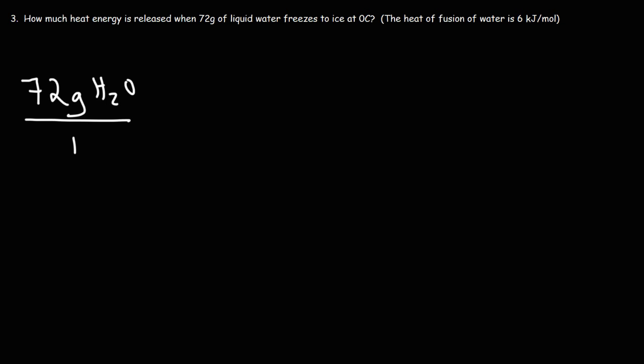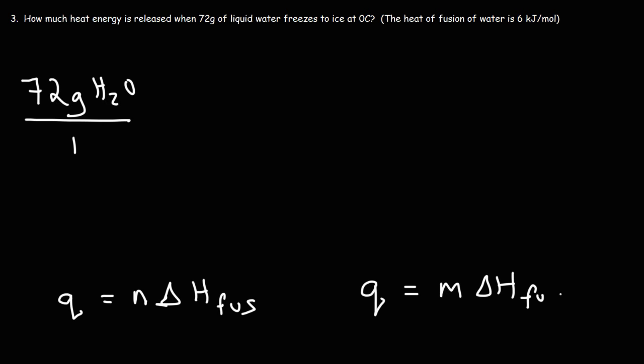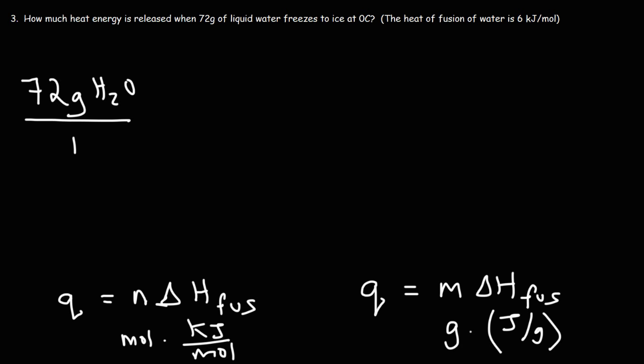By the way, for those of you who want a formula, Q is equal to n times delta H, in this case delta H of fusion. Sometimes you could use this formula, Q is equal to m times delta H of fusion. It really depends on the units you have. Sometimes the units could be given to you in terms of joules per gram for delta H of fusion, which you just need to multiply by the grams to get the answer in joules. But in this example, it's in kilojoules per mole. So you need to multiply by the number of moles of substance to get kilojoules in this case.